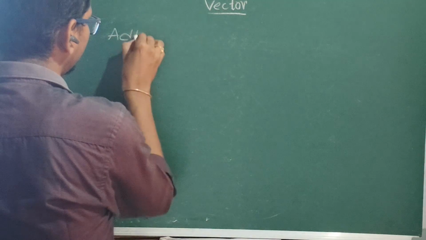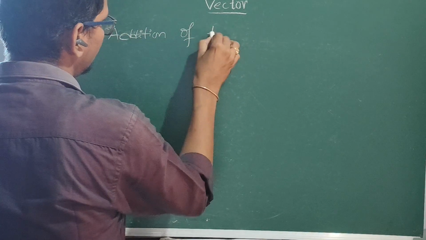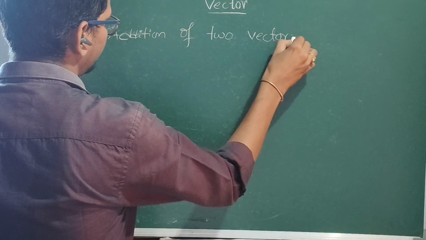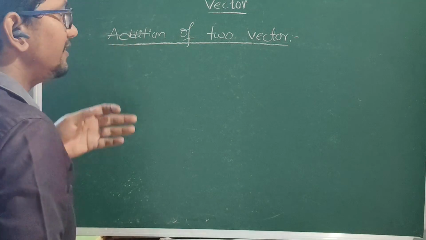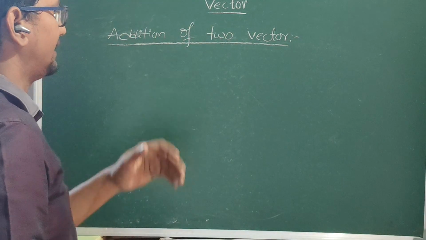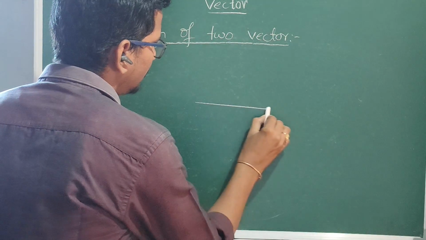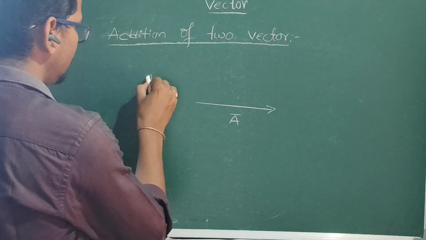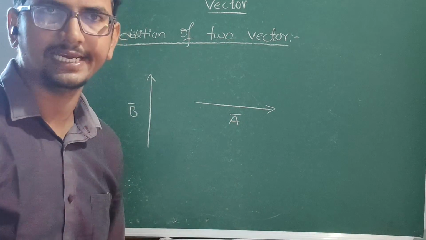Addition of two vectors. Okay, addition of two vectors means adding two vectors. For example, this is the A bar vector. For example, this is the B bar vector. These two vectors we can add.